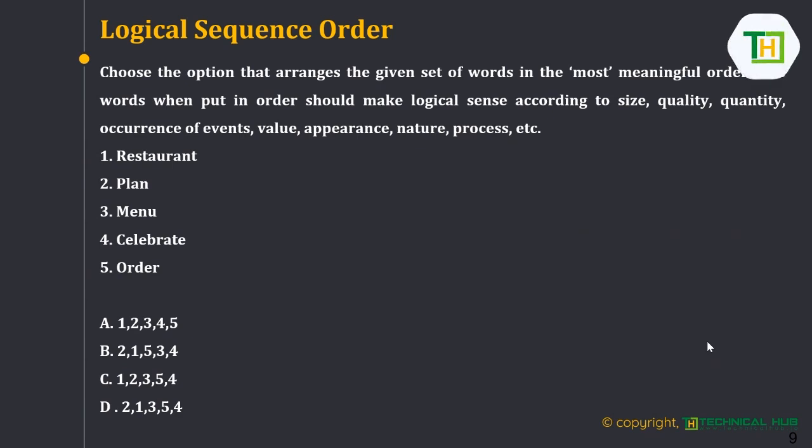I want you to just tell me based on which factor we are going to arrange these five words. Whether it is based on quality, size, quantity, occurrence of events, value, appearance, nature or process. Before giving me the answer, tell me based on which factor I'm going to arrange them.